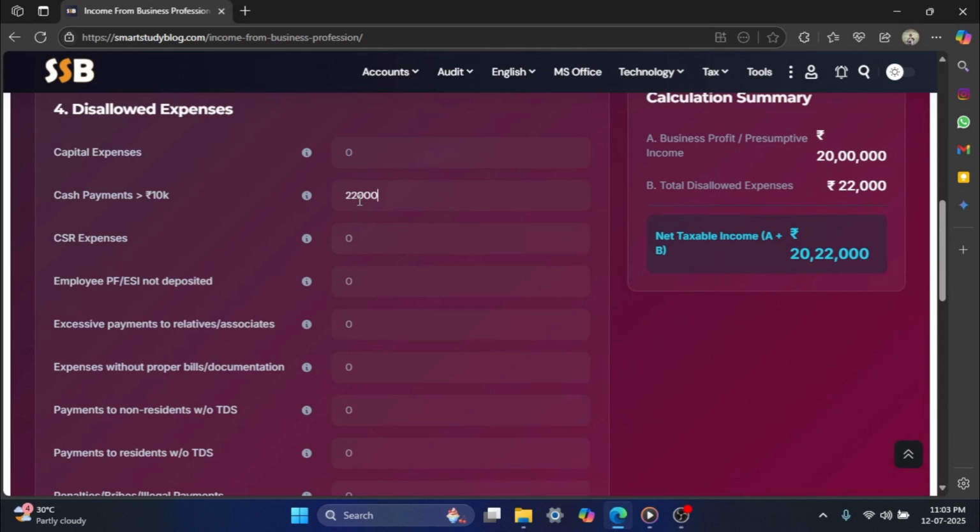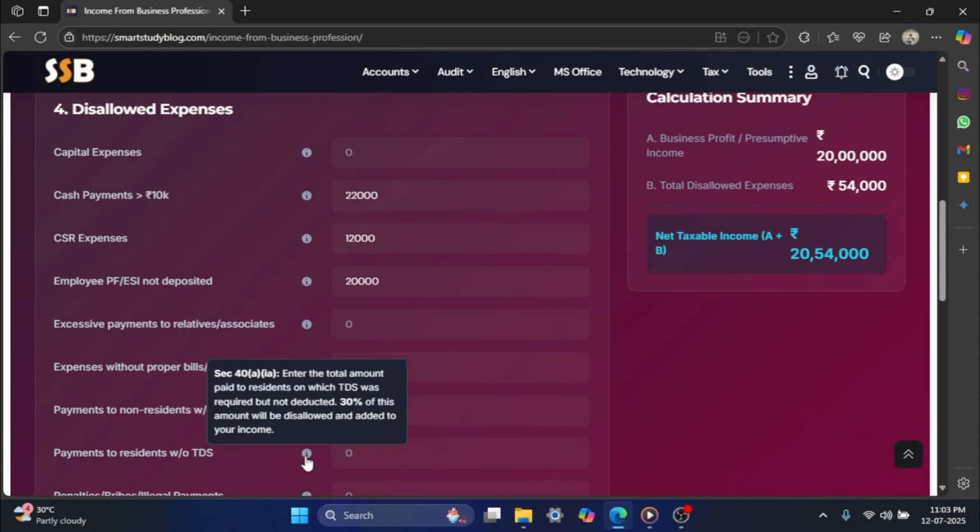Another one, corporate social responsibility, CSR expenses, fully disallowed. The view is that it's an application of profit, not really a cost of earning it. Interesting distinction. Then there's employee contributions. If you collect PF or ESI from employees, but don't deposit it with the authorities by the due date, again, 100% disallowed. Ouch. That could add up. It really could.